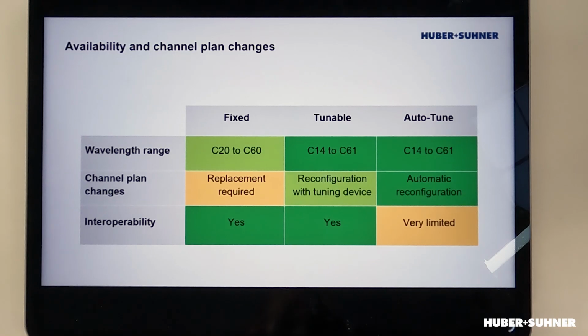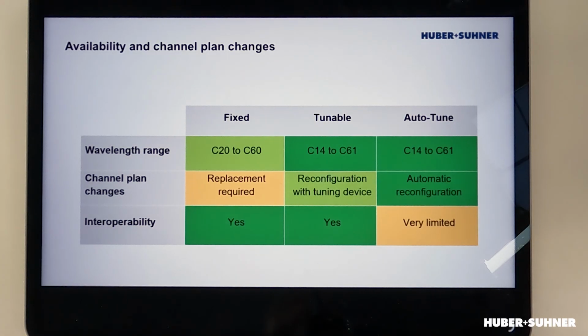With the auto-tune transceivers, here as well, we've got the full range of wavelengths, and a benefit is that as soon as you hook it up to the new optical multiplexer, it will auto-reconfigure, so you don't even need to take the transceiver out of the system, but it will do the tuning itself.